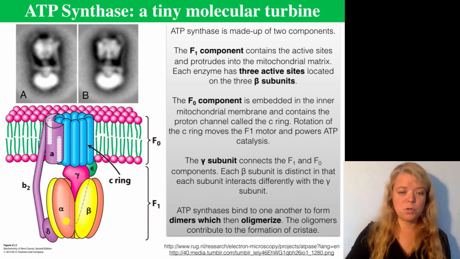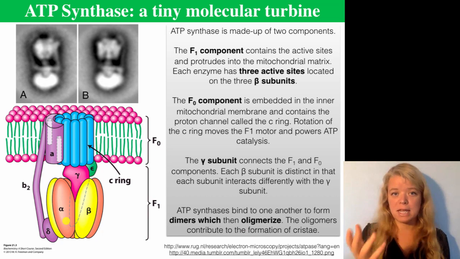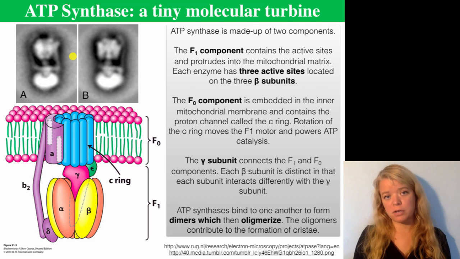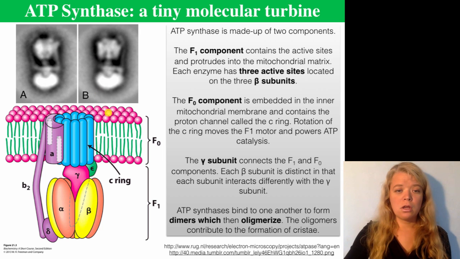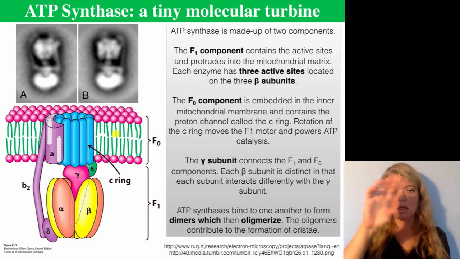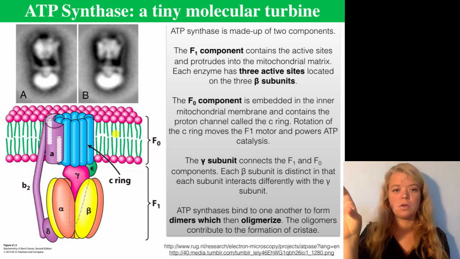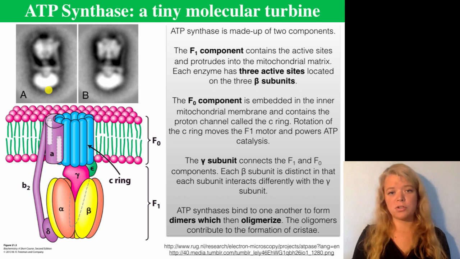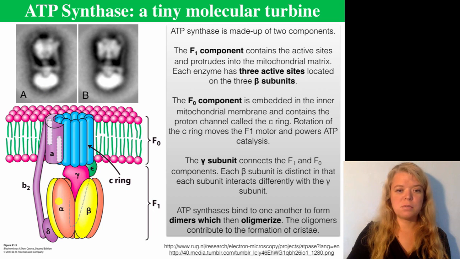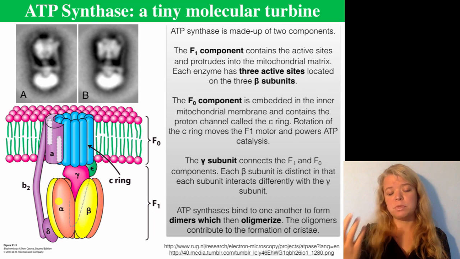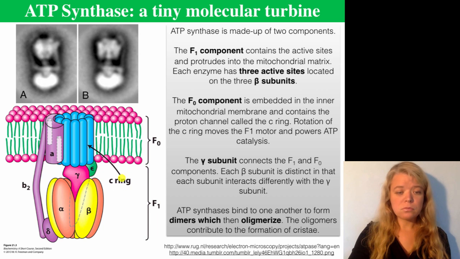So this is a picture from your book. You can see that it is a pretty complex enzyme. In fact, it is so big that you can visualize it under an electron microscope. It consists of two large subunits: the F0, which is inside the inner mitochondrial membrane, and its face is the inner mitochondrial space. And this F1 subunit, which is actually the catalytic subunit, catalyzes the conversion of ADP to ATP, and is protruding into the matrix of the mitochondria.